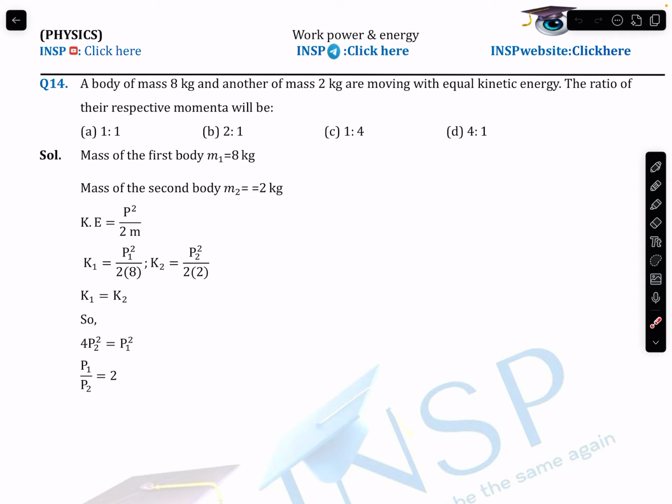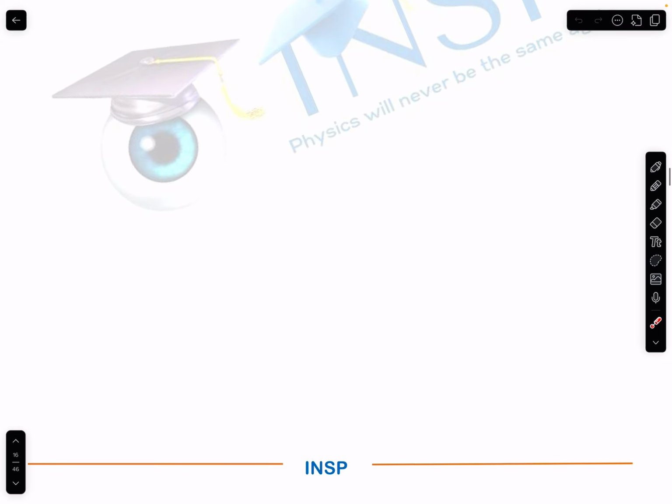Now kinetic energy is the same, ratio of their momentum. So P is equal to under root of 2mK. K is the same, so root m2 by m1 will come. All right. So you can check P2. Root 4, yeah, 2 or 1 by 2, whatever, that you can check.